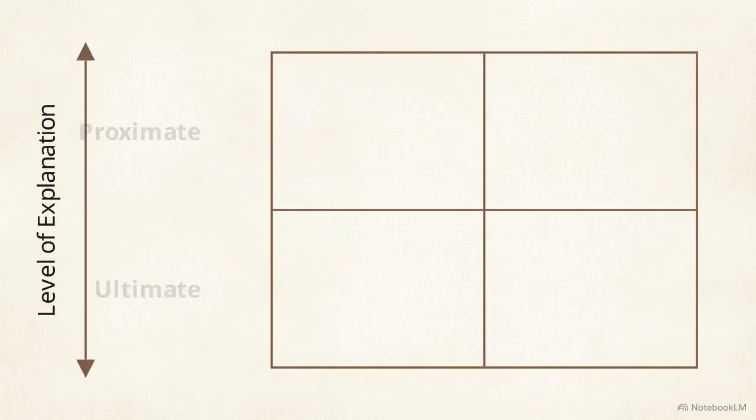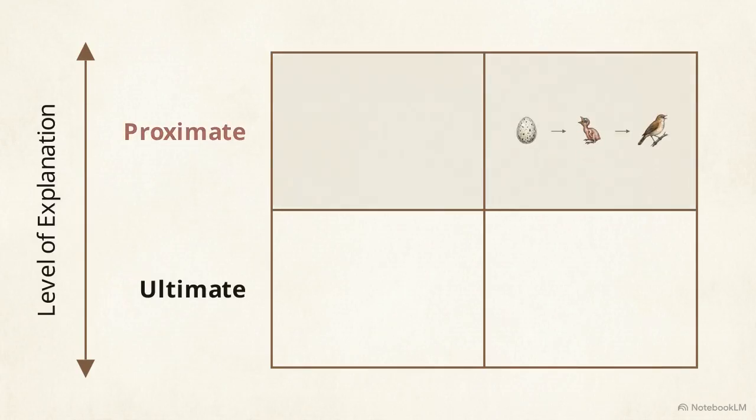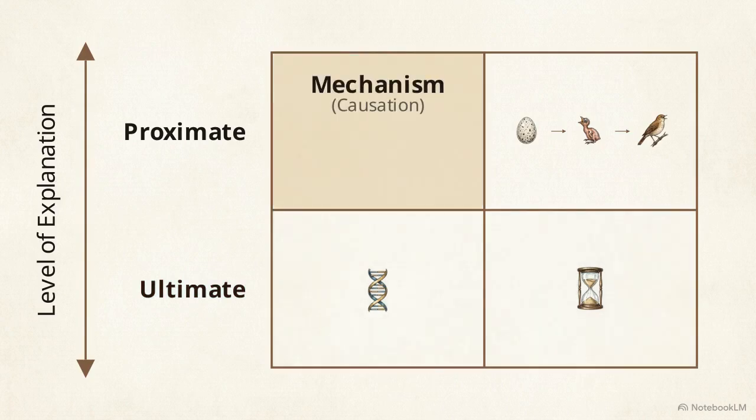This separates proximate causes from ultimate causes. Proximate causes are the immediate physiological mechanics acting within a single organism's lifespan. Ultimate causes are the generational evolutionary forces that shaped the trait over deep time. The first quadrant is mechanism, or causation. This is a proximate explanation of how the behavior physically triggers in the present moment.